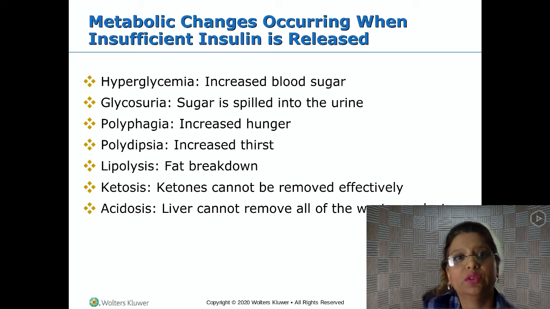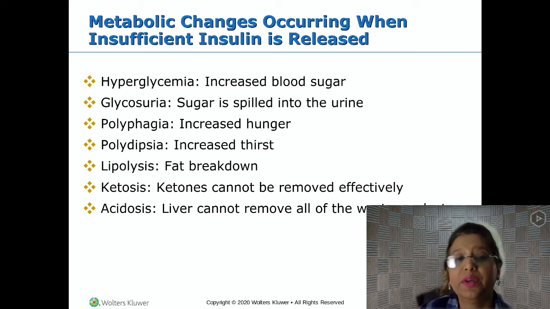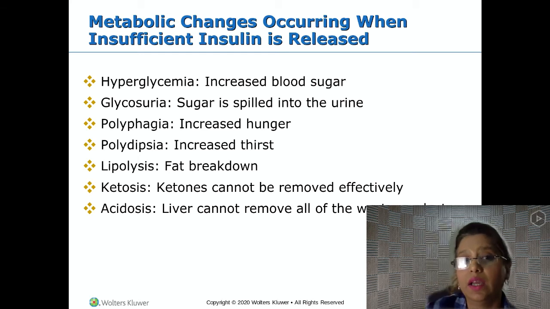Hyperglycemia is what? High blood sugar. Glycosuria, sugar in the urine. But should anybody be passing sugar? Not really. There should be no glucose in the urine. If there is glucose in the urine, that means the patient is running high blood sugar. Polyphagia, polydipsia, and polyuria are three characteristics of diabetes mellitus.